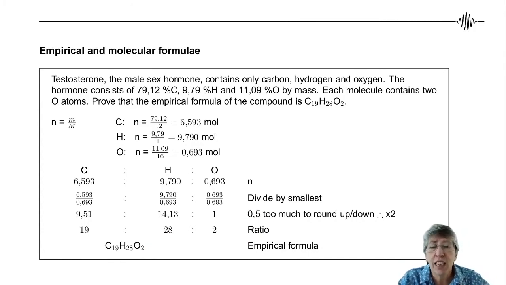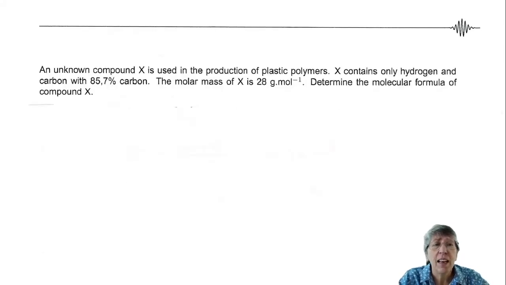Now let's look at the first example. In that first example, we're going to look at molecular formula as well. Now they tell you an unknown compound X is used in the production of plastic polymers. X contains only hydrogen and carbon. So immediately I know the ratios I'm going to work with is for carbon and hydrogen. And they tell you that 85.7% is carbon. So let's assume we've got 100 grams of compound X. That will mean I've got 85.7 grams of carbon. So let's first convert that to moles.